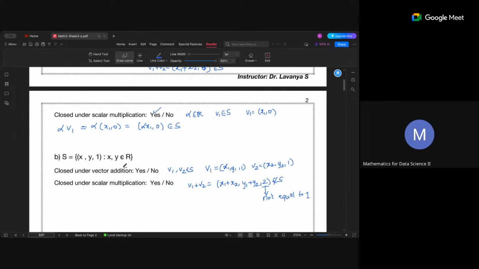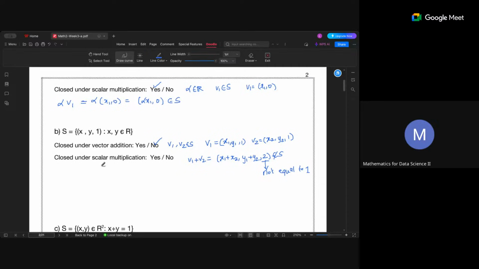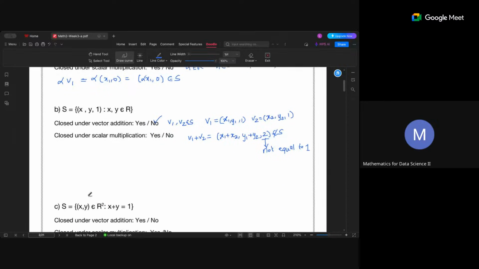So is this closed under vector addition? No. Okay, what does the one indicate? I'm so sorry to butt in, but what does that one indicate after the x and the y? It's just the number. See, it's the set of all x comma 1, x in R.